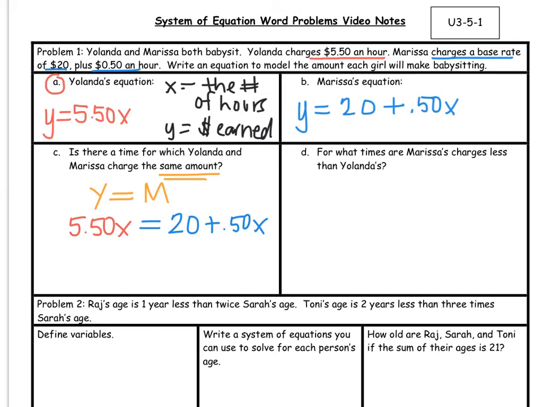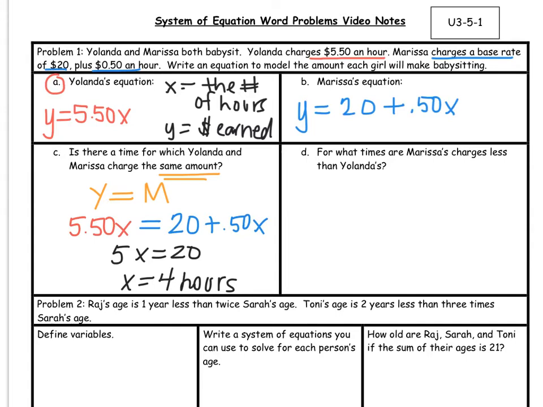Subtract 50 cents x from each side. We get 5x equals 20. Divide by 5 and we get x equals 4. And remember, x is measuring hours. So at 4 hours, they both charge the same amount.